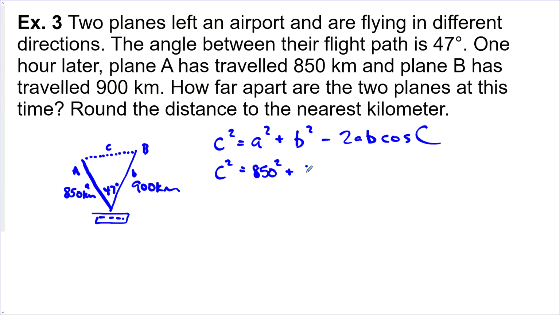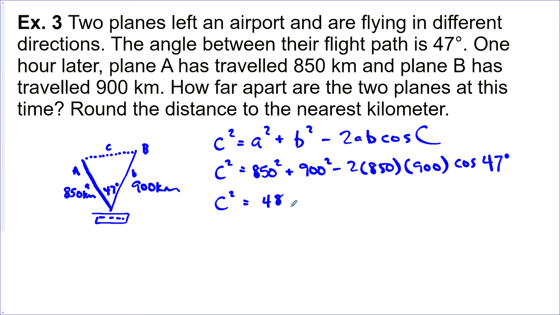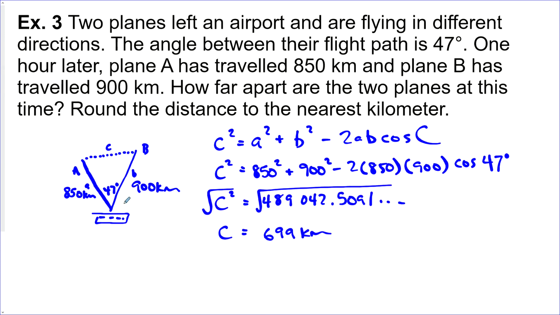850 squared plus 900 squared minus 2 times 850 times 900 cos 47. And I'm just making sure that the side that I'm looking for is opposite this angle here. Now I can put this all in my calculator. I think I get that C squared is equal to 489,042. Okay, and take the square root of both sides because I know that's ridiculous for that distance there, and I get 699 kilometers, and that's a good measurement.